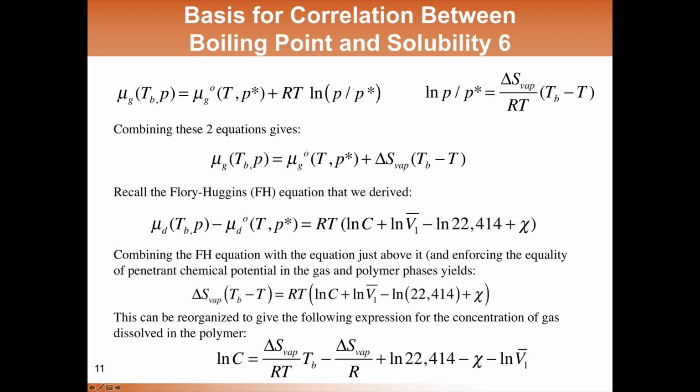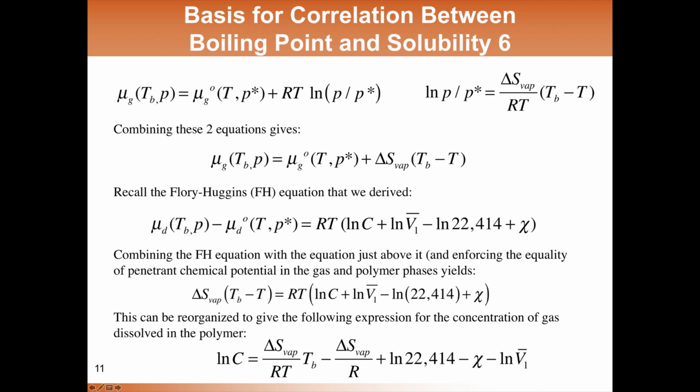And now combining these two equations gives an expression for the chemical potential of the gas, now related directly to the boiling point of the penetrant. And we have the expression derived earlier for the chemical potential of the penetrant in the polymer that is shown here. And if we combine these two expressions and enforce the equality of chemical potential in the gas and vapor phases, we get the result that's shown here.